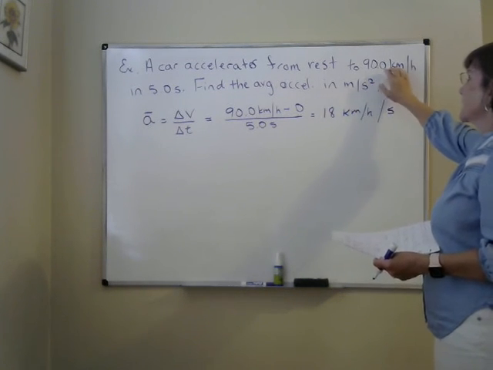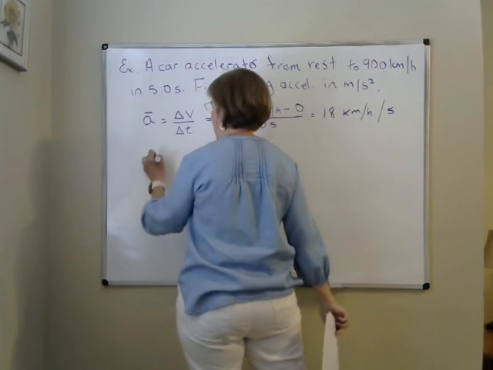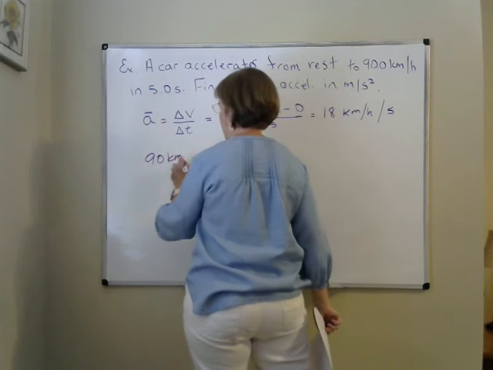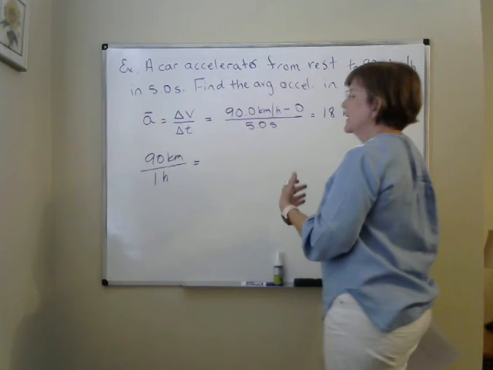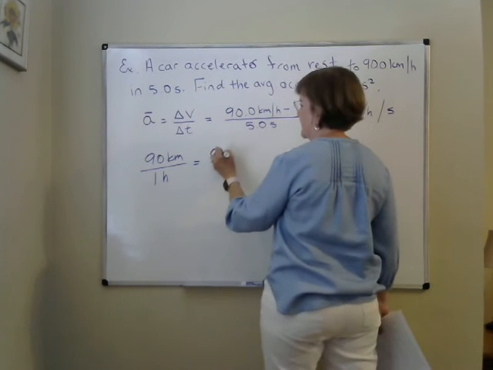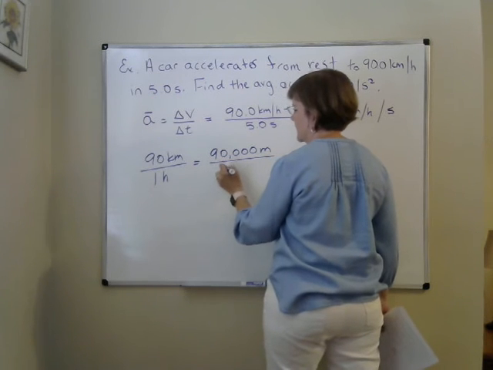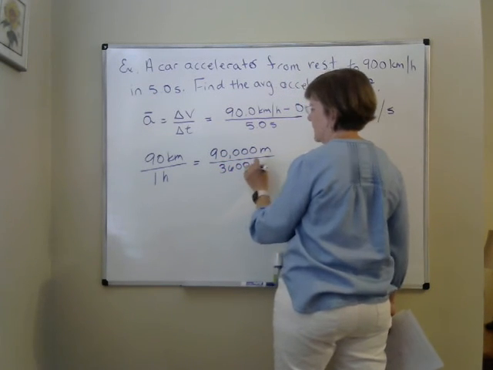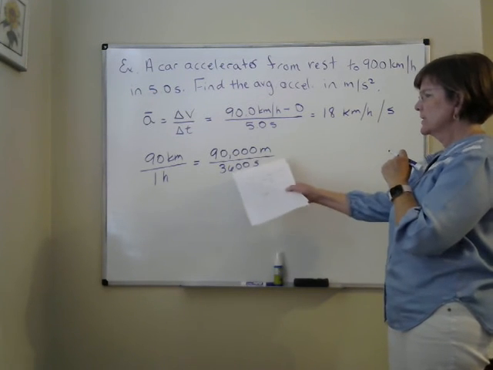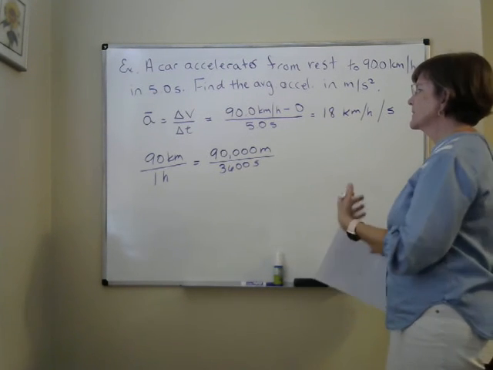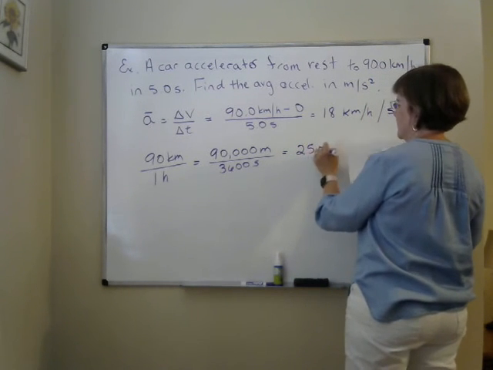I need this 90 kilometers per hour in meters per second. That's really pretty easy to do. I have 90 kilometers in 1 hour. I know 90 kilometers is 90,000 meters. I know 1 hour is 3,600 seconds. So it's going 90,000 meters in 3,600 seconds. That comes out to be 25 meters per second.